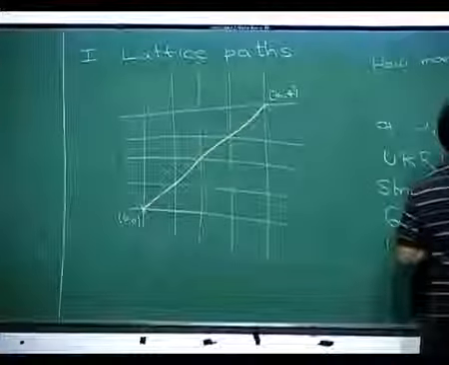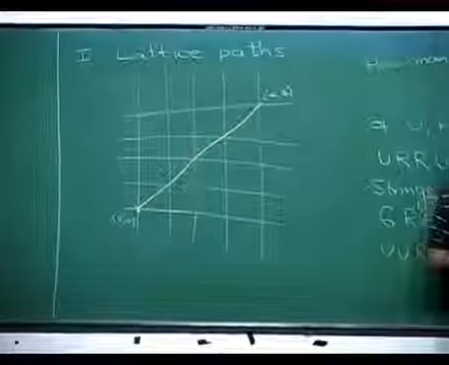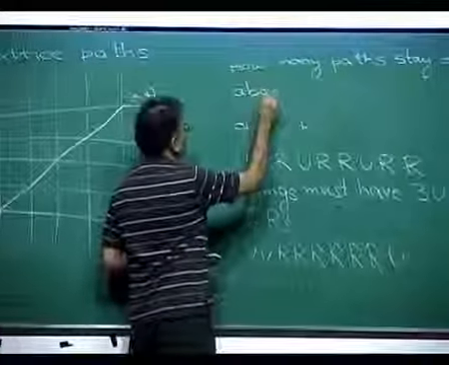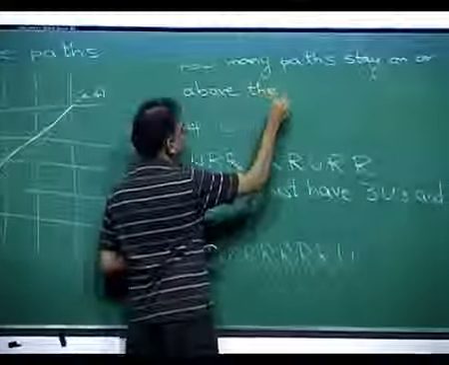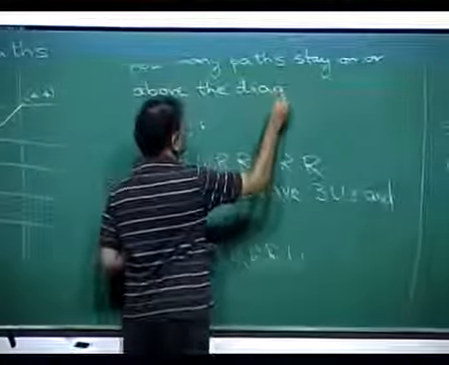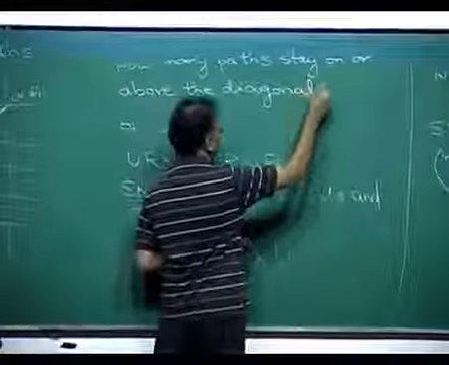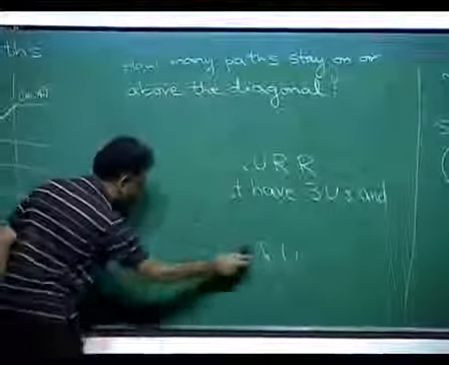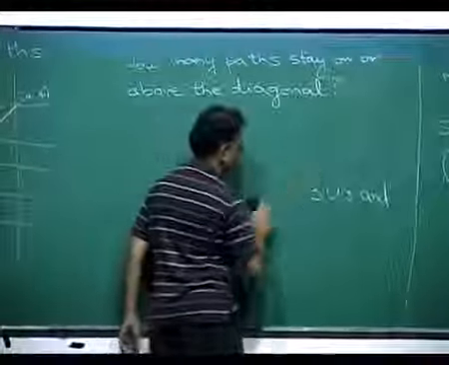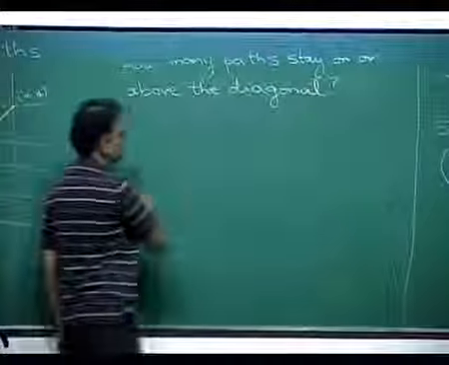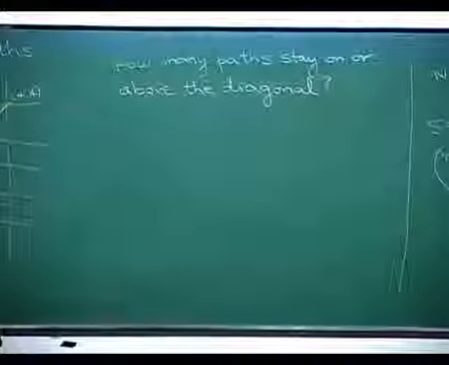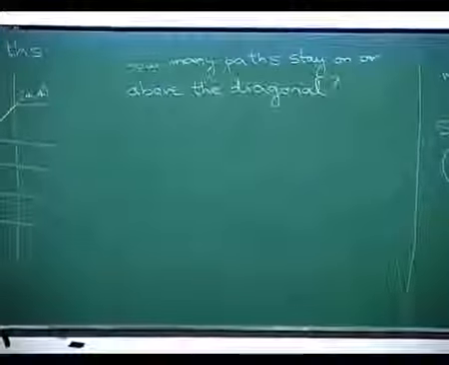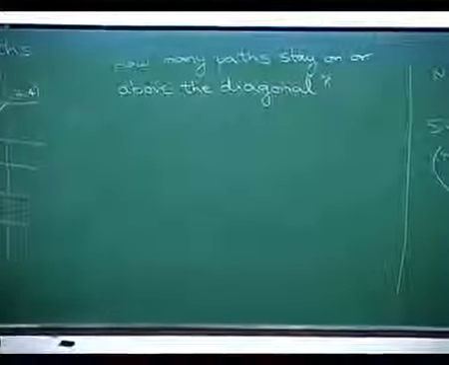So we want to know how many paths stay on or above the diagonal. Now this is a more interesting question, and not so simple to calculate. It's not clear how you would calculate this figure. How would you calculate this number of paths that stay on or above the diagonal?